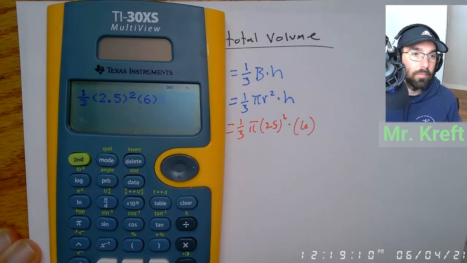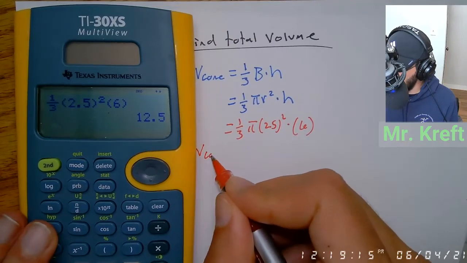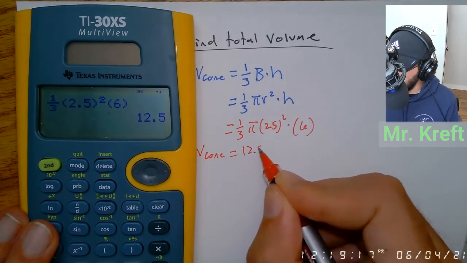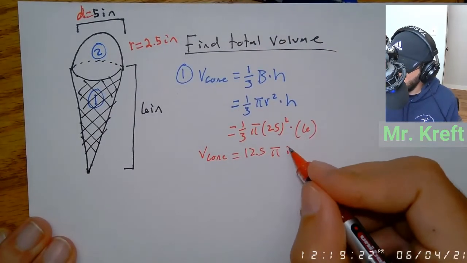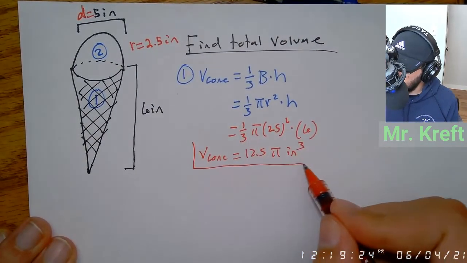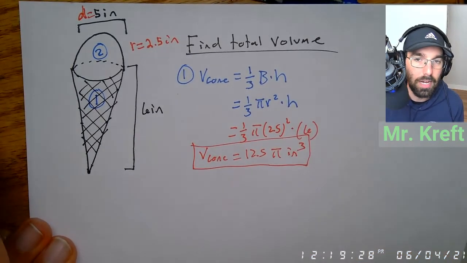And then times 6. So I got 12.5. So I know that the volume of the cone is going to be 12.5 pi. And then what did I say? Inches cubed. Okay.